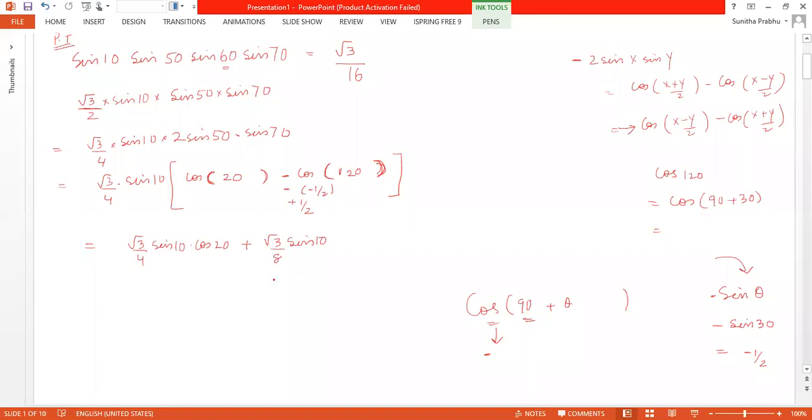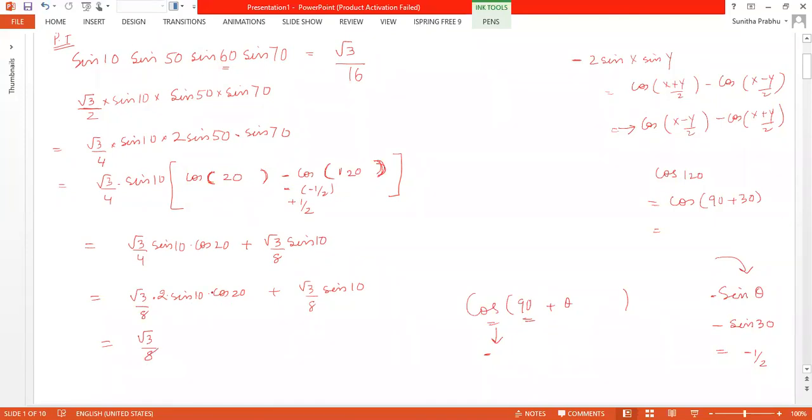All right. Now, what to do? We have to work with these two terms together. So we say root 3 by 8 into 2 sine 10 cos 20 plus root 3 by 8 sine 10. As you get expertise, you will avoid this step. This is like childhood; I'm getting 2 here and dividing it. Initially, do it this way; later you can avoid that.